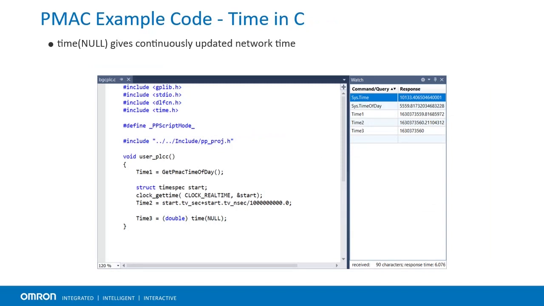In the C environment, we have three ways to access time in seconds since epoch. GetPMACTimeOfDay is a double. clock_gettime gives separate variables for seconds and nanoseconds. time(NULL) is an integer and requires time.h to be included. Only time(NULL) gives continually updated network time. All other methods discussed in this video are based on the NTP acquired boot time and number of servo cycles elapsed since.